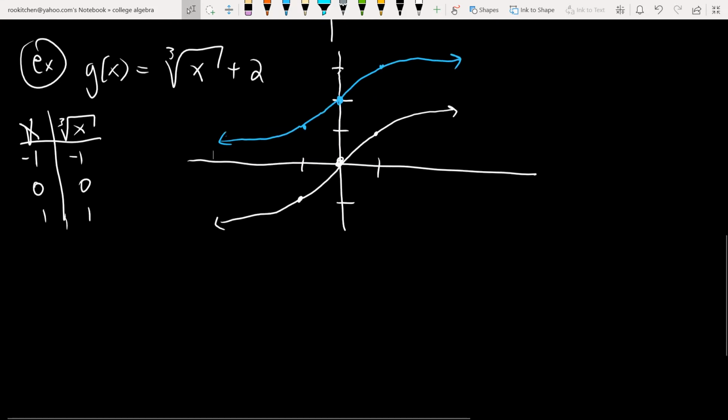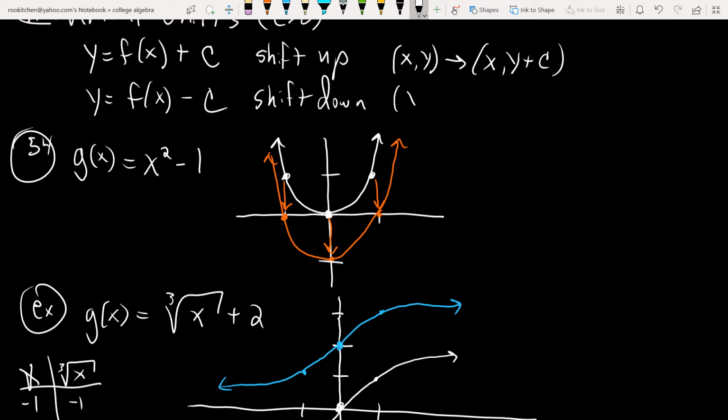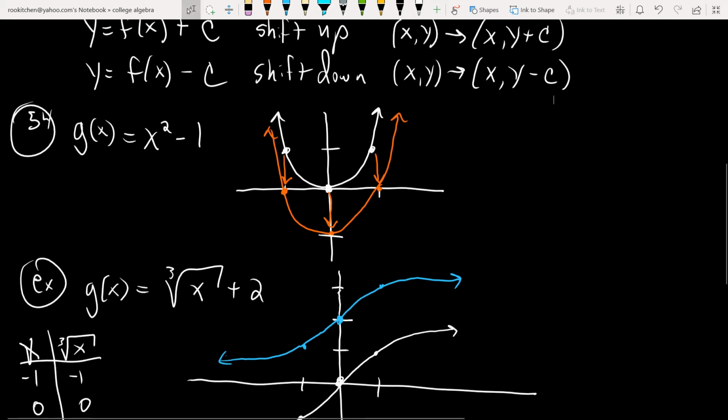Okay. Another way to think of it is basically you're just taking the original x comma y coordinate and adding 2 to the y. So in this case, if you start with x comma y, then you're going to change it to x comma y plus 2, or y plus c. Okay. So all the y coordinates will go up. And then for the second guy, if you have x comma y, it'll change into x comma y minus c.